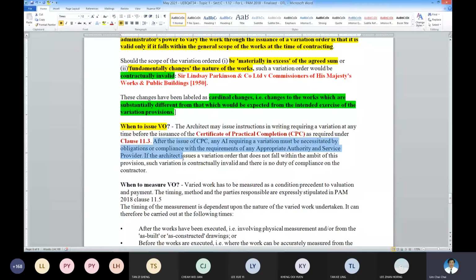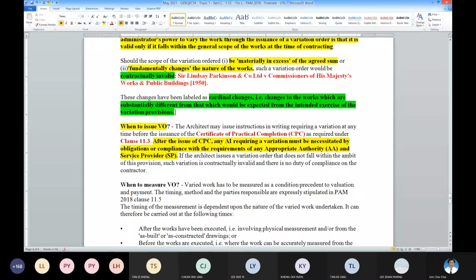This one is considered as AA and SP, short form. I even gave you some examples of AA already. And service provider, appropriate authority. It could be the local authority and so on. If the architect issues a VO that does not fall within this, then it is invalid.